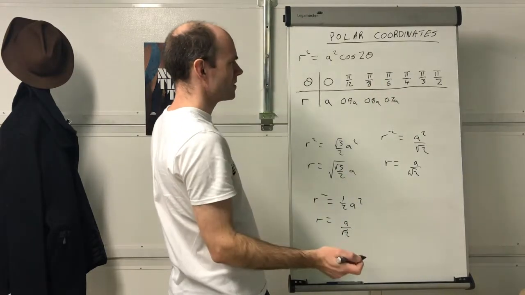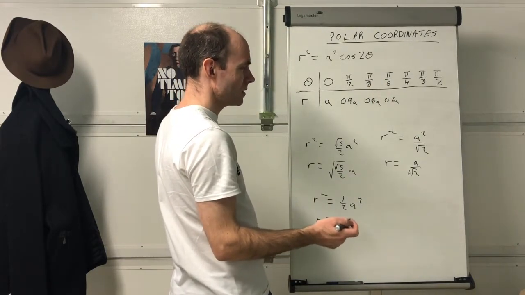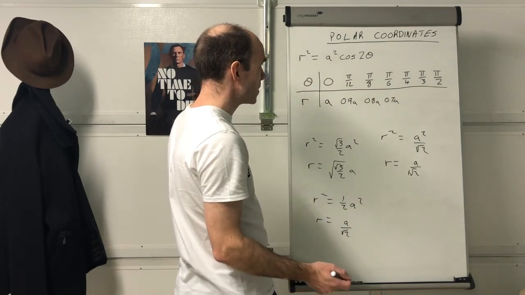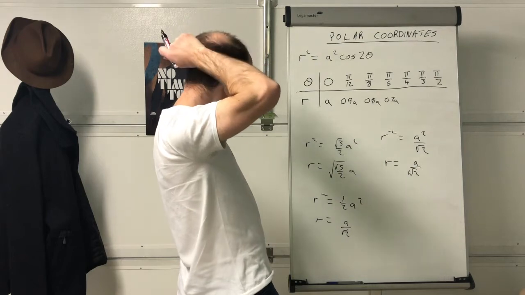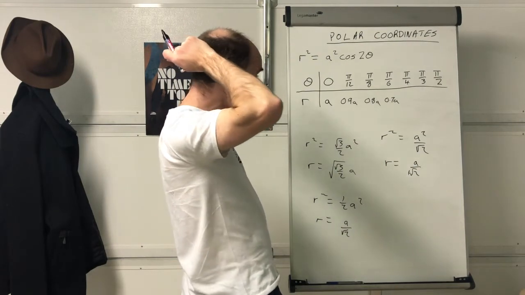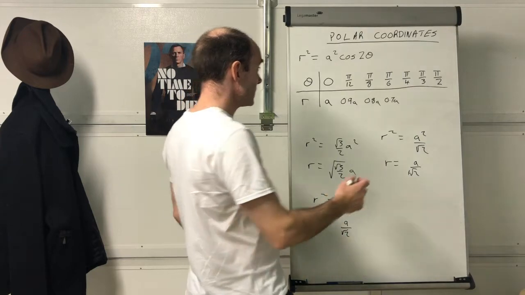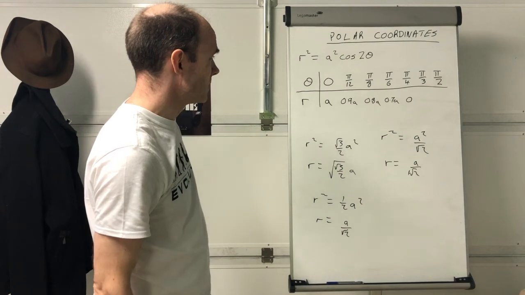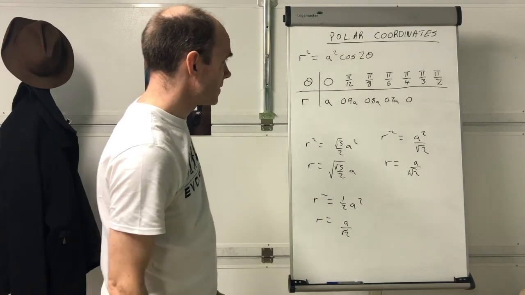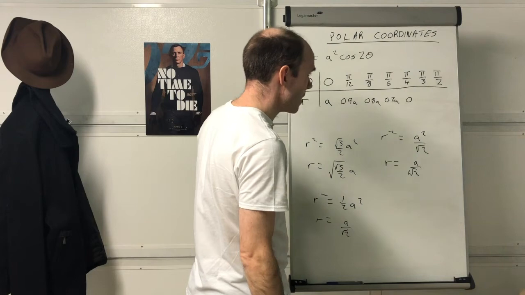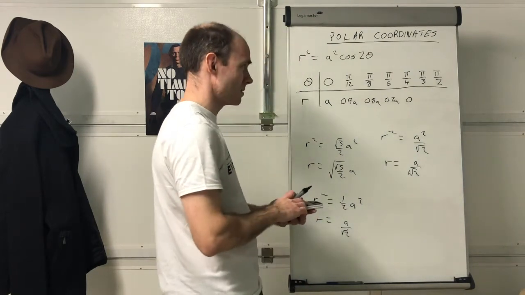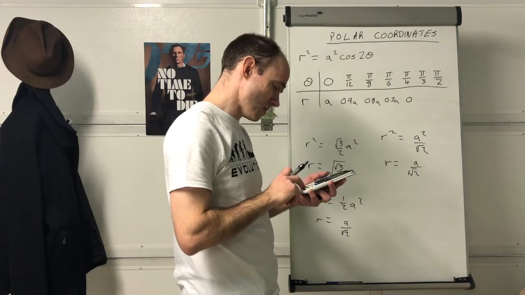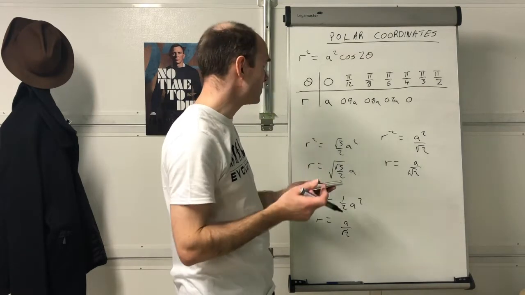Pi over 4, so double that, you get pi over 2, then you get to 0, don't you? Cosine pi over 2 is 0. See how quickly that just went down? That went down very, very quickly, didn't it? So that's 0. Next, you've got pi over 3, so double that. That's 2 pi over 3. Sorry, I'll work this out. 2 pi divided by 3 equals your negative half.